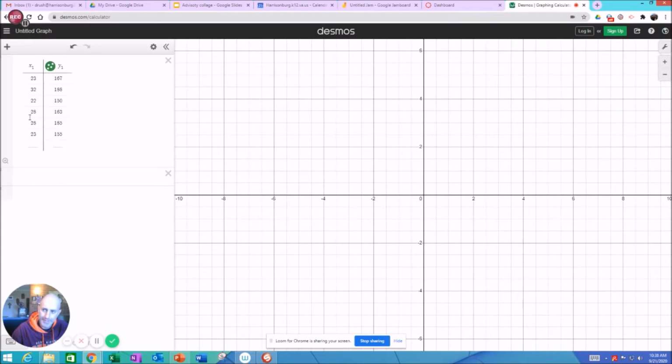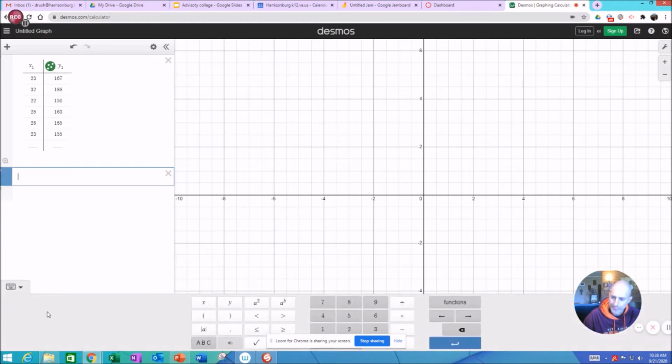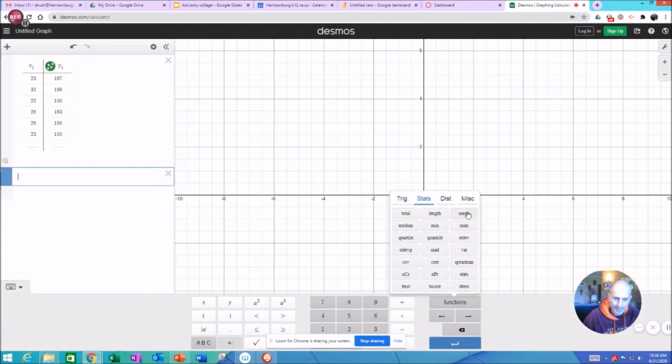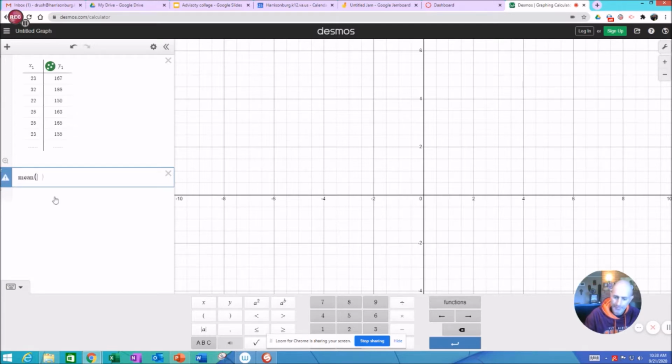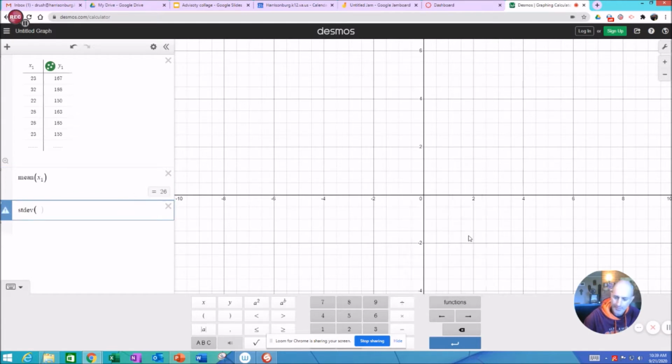Here I have put the data in here, x1 is our foot length and y1 is our height. So if we want to find the mean and the standard deviation, I can go to functions, go to stats, and if I want to find the mean, I can find the mean of x1. It's 26. And to find the standard deviation of x1, go to functions, stats, standard deviation of x1 gives us 3.9.